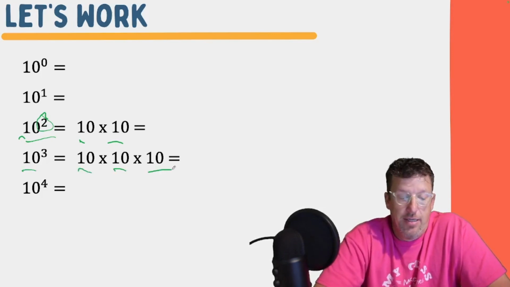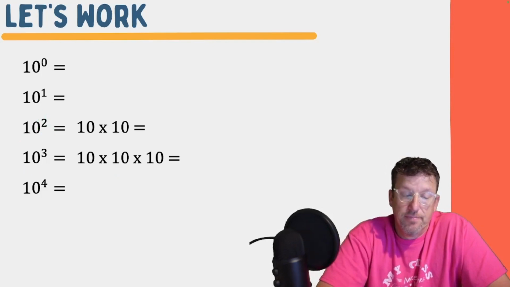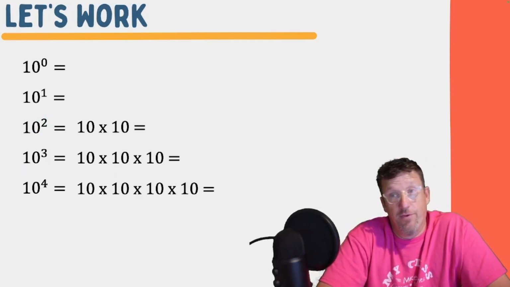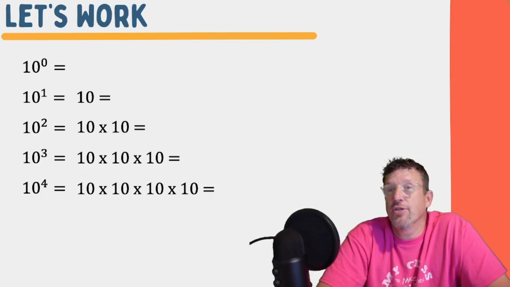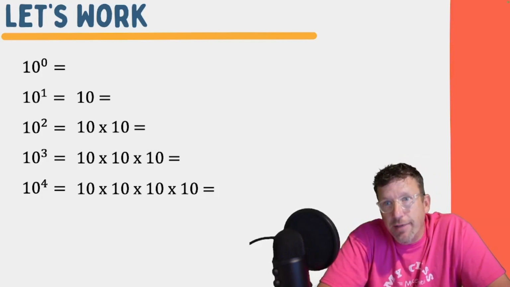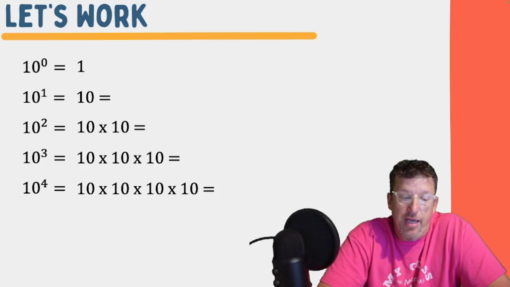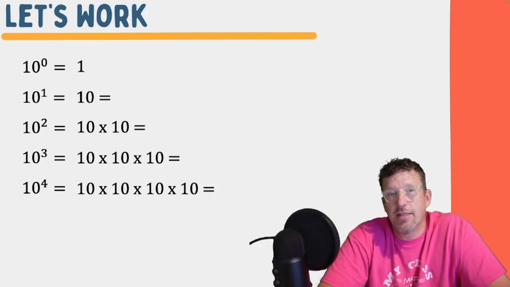And you guessed it, if I have 10 to the fourth, I have 4 tens all multiplied together. Which means that when I have 10 to the first, that just means I have 1 ten. There's no multiplying. And then if I have 10 to the 0, anything to the 0 equals 1.